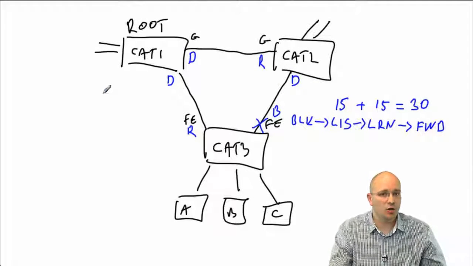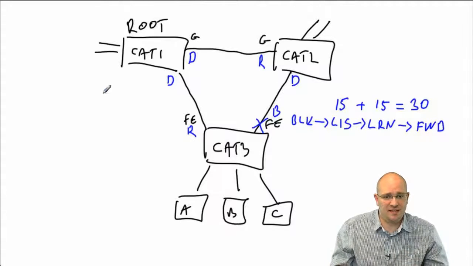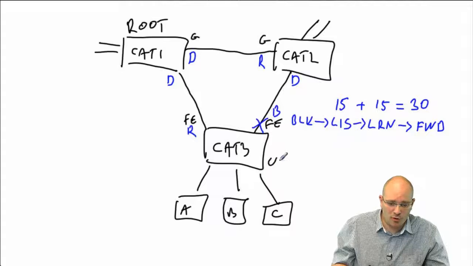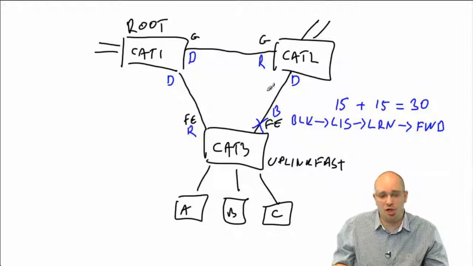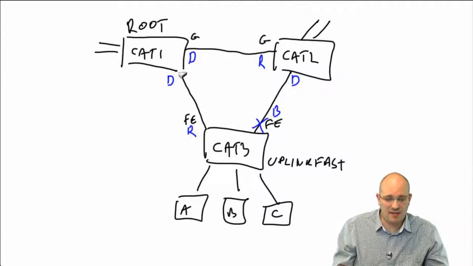This is clearly not a very optimal solution. So let's turn on UplinkFast on Cat3. So now I'm going to enable UplinkFast. And let's see how things are different, if they are indeed different, in comparison to our previous example. So I'm going to remove this transition as if it never happened. And let's say that this link now fails.